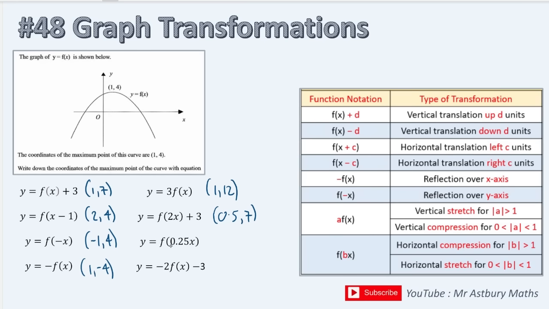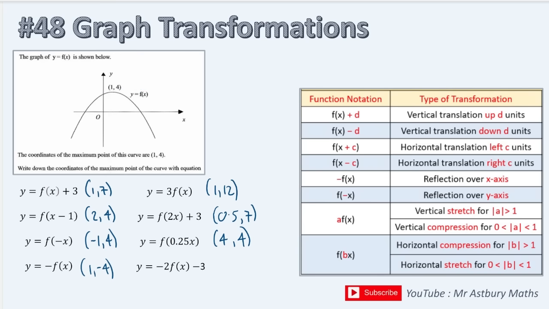Okay, f of 0.25 of x, that is going to do the opposite of what you would expect. It's not going to compress it, it's actually going to stretch it out by a scale factor of 4, because it's a quarter inside, it's going to get stretched by a scale factor of 4 in the x. So that's going to look like something like that. And the x coordinate is going to get stretched by a scale factor of 4. So it's going to be 4 times 1, which is 4. And the y is going to stay the same.